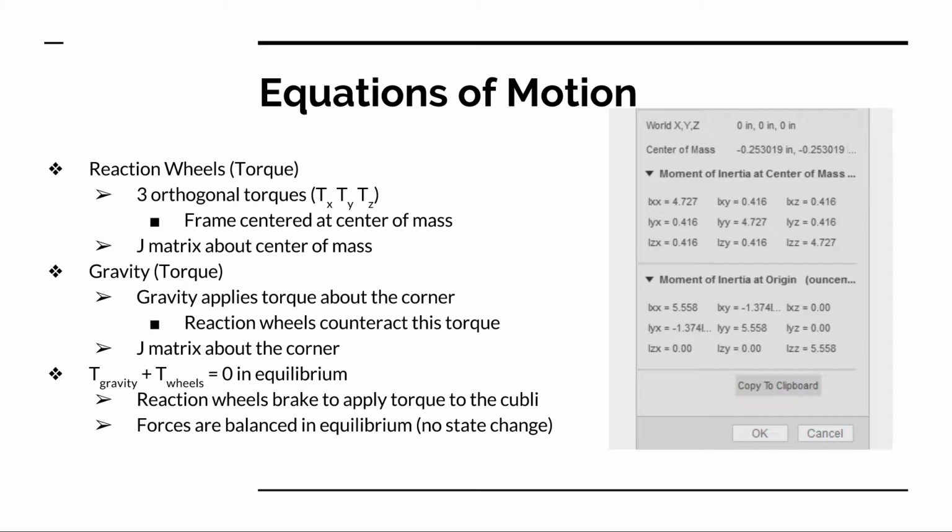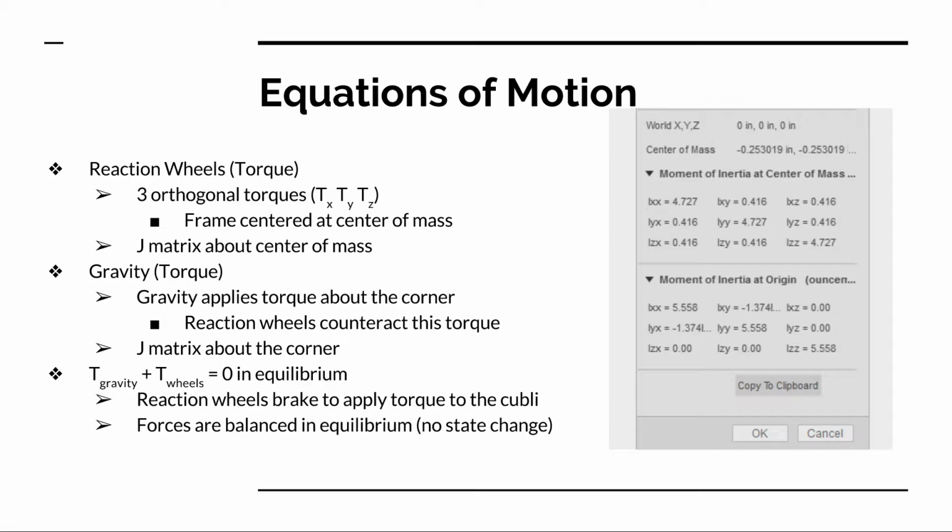The governing equations of motion involve the three reaction wheels, oriented orthogonally so their positive angular velocities form a right-handed coordinate frame. The torques applied by each reaction wheel add up to create a torque that directly counteracts the torque applied by gravity and any deviation from equilibrium.